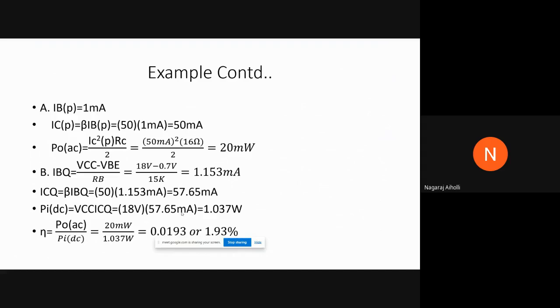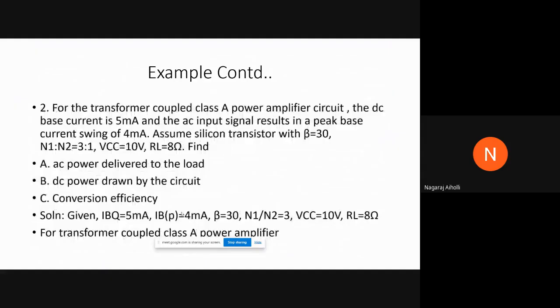For the transformer coupled class A power amplifier circuit, the DC base current is 5 milliampere and the AC input signal results in a peak base current swing of 4 milliampere. Assume silicon transistor with beta equal to 30, N1 by N2, that is ratio of primary to secondary turns, is 3:1, VCC is 10 volts, RL equal to 8 ohm. Find first, AC power delivered to the load. Second, DC power drawn by the circuit. Third, conversion efficiency.